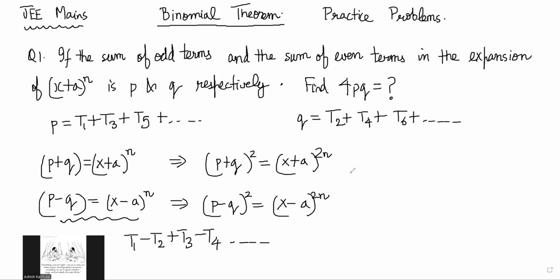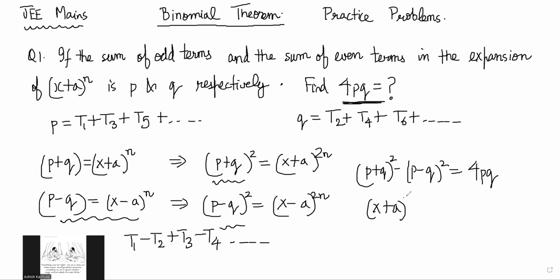And therefore, if I wanted to find 4pq, I have to take the difference of these two. So (p + q)^2 minus (p - q)^2 is equal to 4pq. Therefore, it will be (x + a)^2n minus (x - a)^2n, which is equal to 4pq. So a very simple problem where we look at the binomial theorem and reverse the sign of one of the terms, and we then collect the terms together, right? Okay, let's look at the second problem.